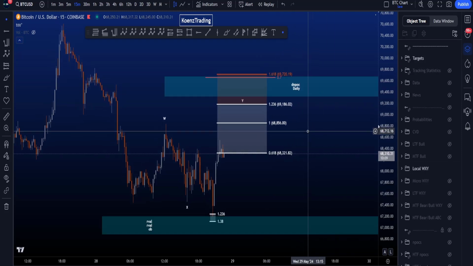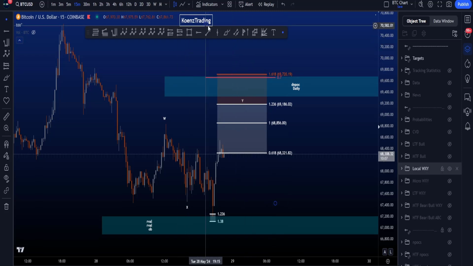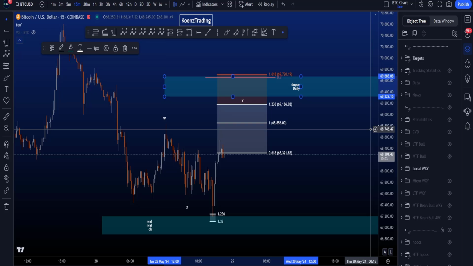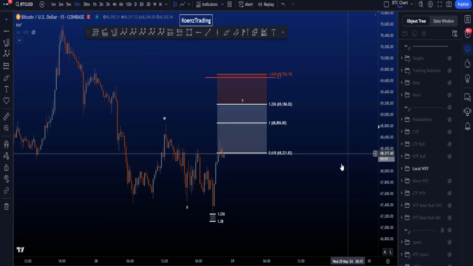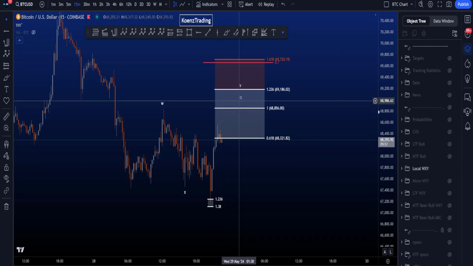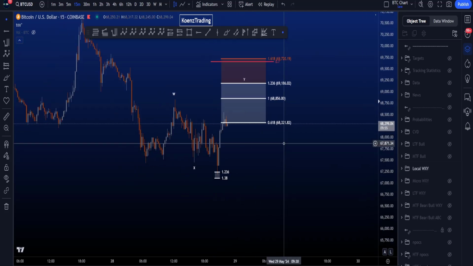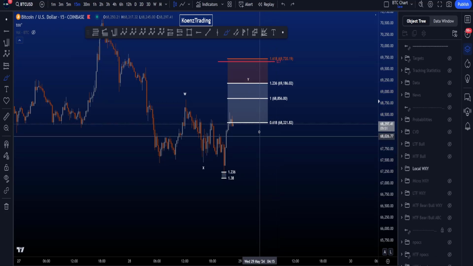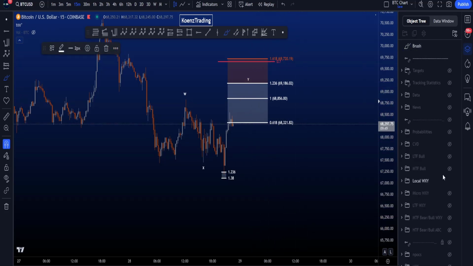When we look at resistance, we do have some resistance to the upside. We have the blue box, as you can see here, between 69.3k and 69.7k for some additional resistance if wave Y makes it all the way up there. After wave Y, we are then looking for price to continue to the downside impulsively in another zigzag structure.